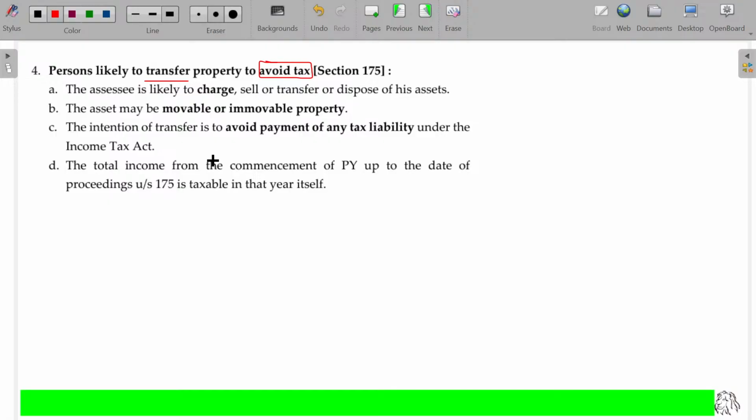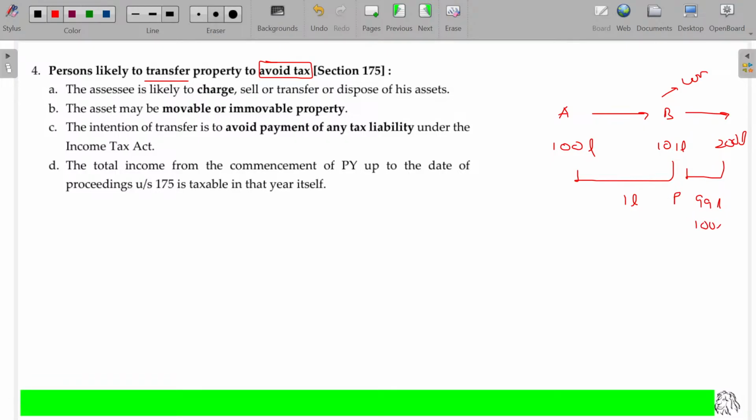How does this situation come? A being the owner of a property. Say this property is worth 100 lakhs. He temporarily gives this to B for 101 lakhs and B sells it for 200 lakhs. Now the profit for A is 1 lakh, the profit for B is 99 lakhs. In this case, assume B is a loss-making entity. Already he has a huge loss, around 100 lakhs.